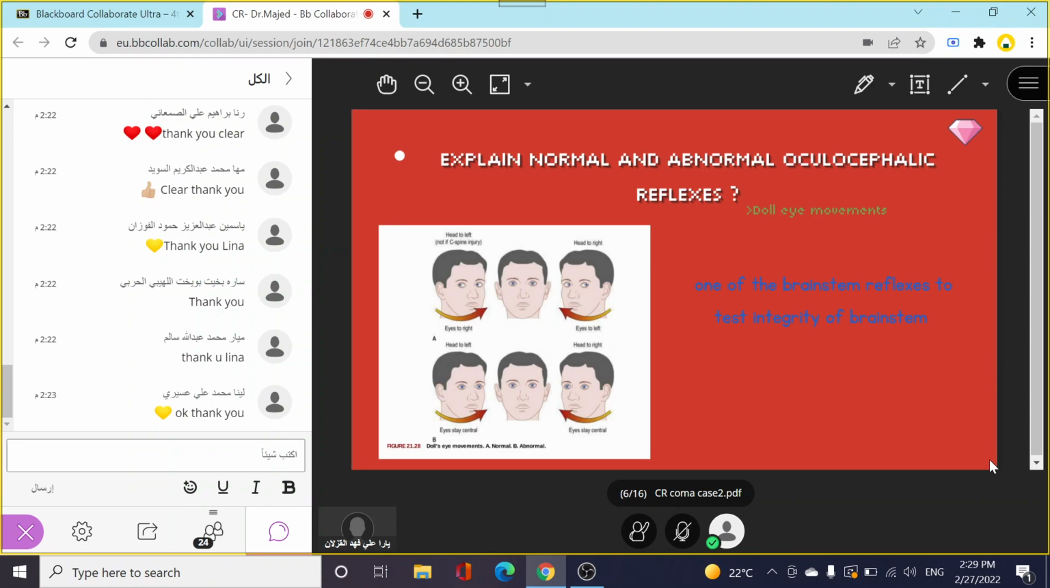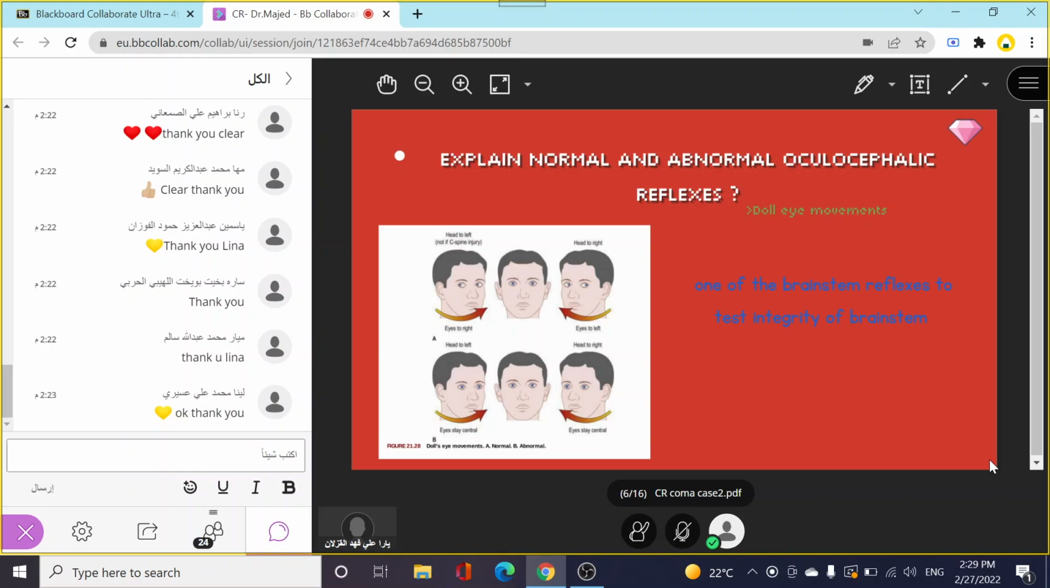Now the oculocephalic reflex, or the doll's eye movement. In summary, when we move the patient's head from left to right, the eyes stay fixed straight like a doll. But normally, when we move the head to the left, the eyes will move to the right. In contrast, when we move the head to the right, the eyes should move to the left. And in between, when the head is straight, the eyes should be straight as well.